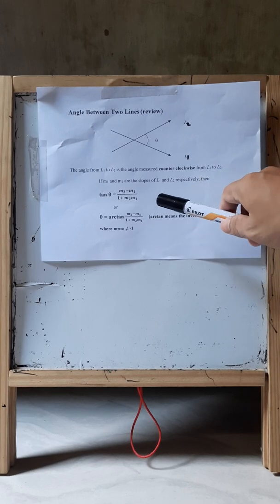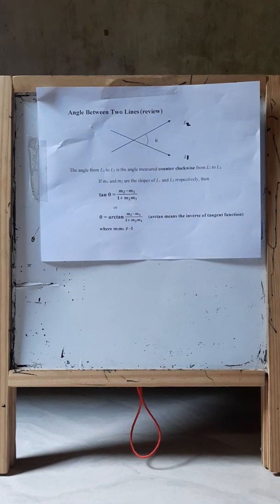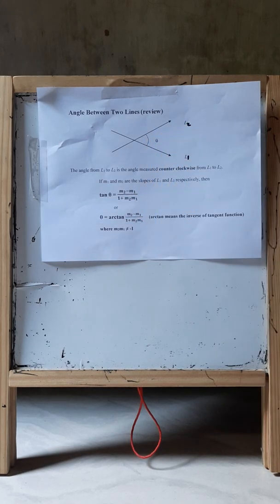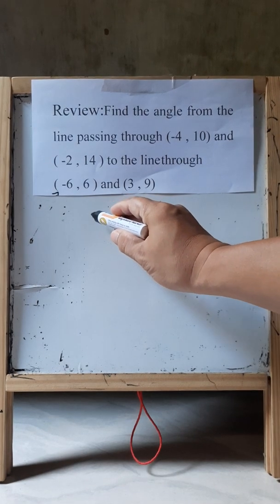In the formula, we must first solve the slopes of the two given lines, and then substitute that in the formula, and then you will be able to solve the measure of the angle formed between the two lines. So let us first have a review problem. Find the angle from the line passing through (-4, 10) and (-2, 14) to the line through (-6, 6) and (3, 9), to determine the angle formed between these two lines.